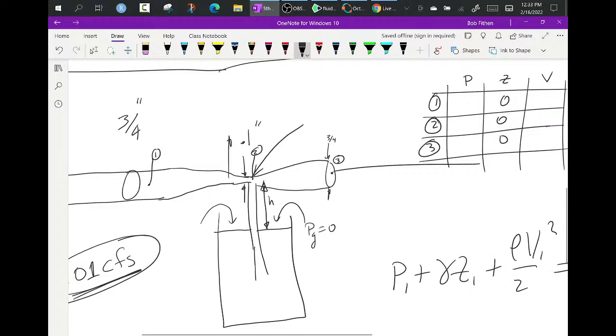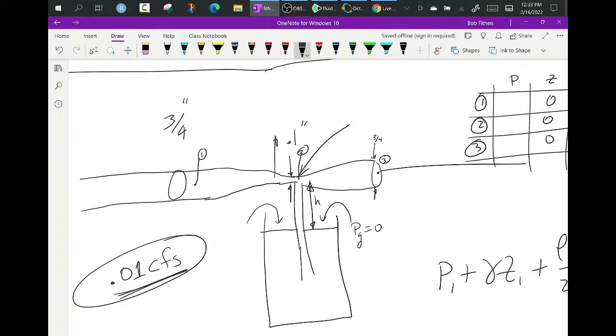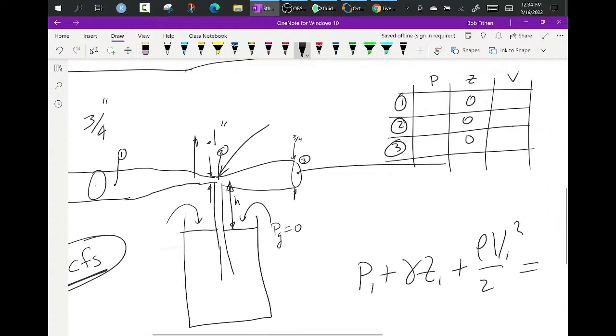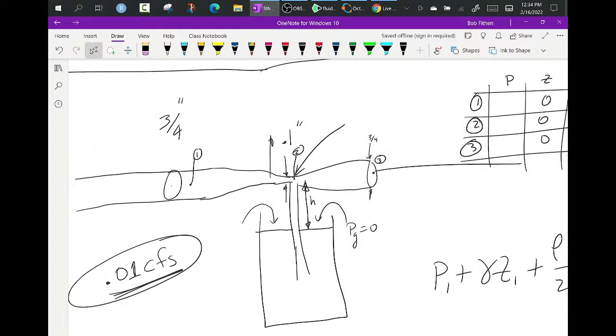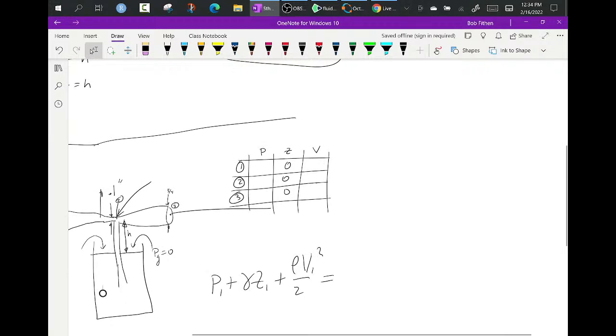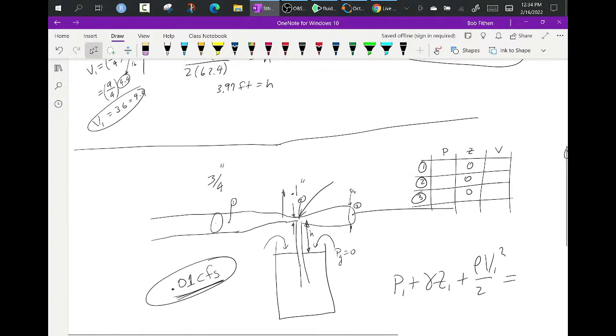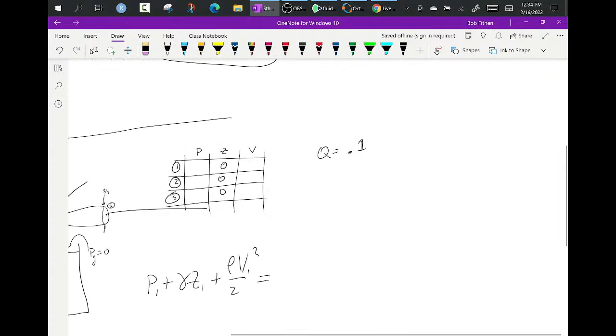As it turns out, we'll have the diameters, so I can find the velocity at 1, at 2, and at 3. Let me do that real quick. Let's say we had Q equal to, let's make it 0.1 instead of 0.01. So 0.1 cubic feet per second is equal to the area times the velocity.